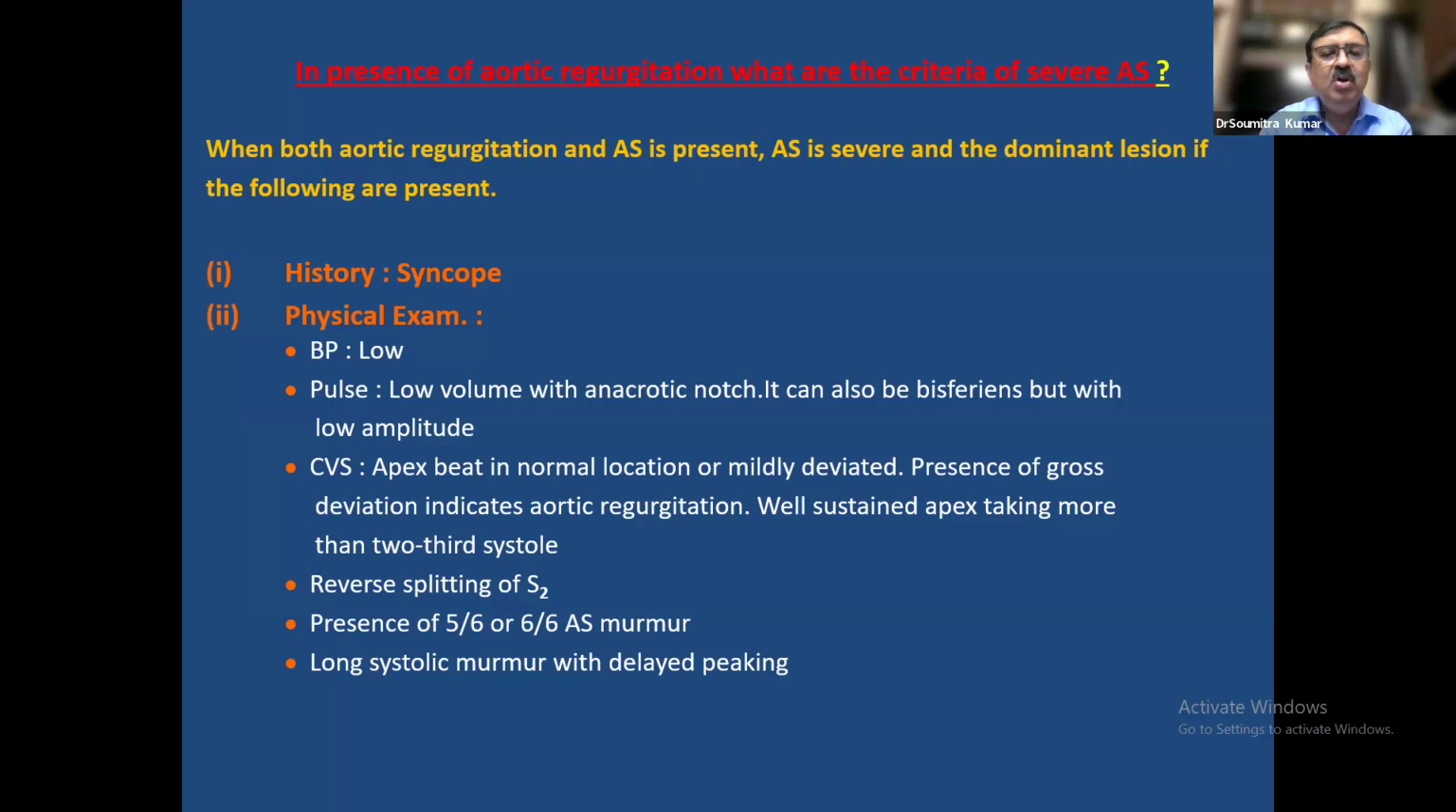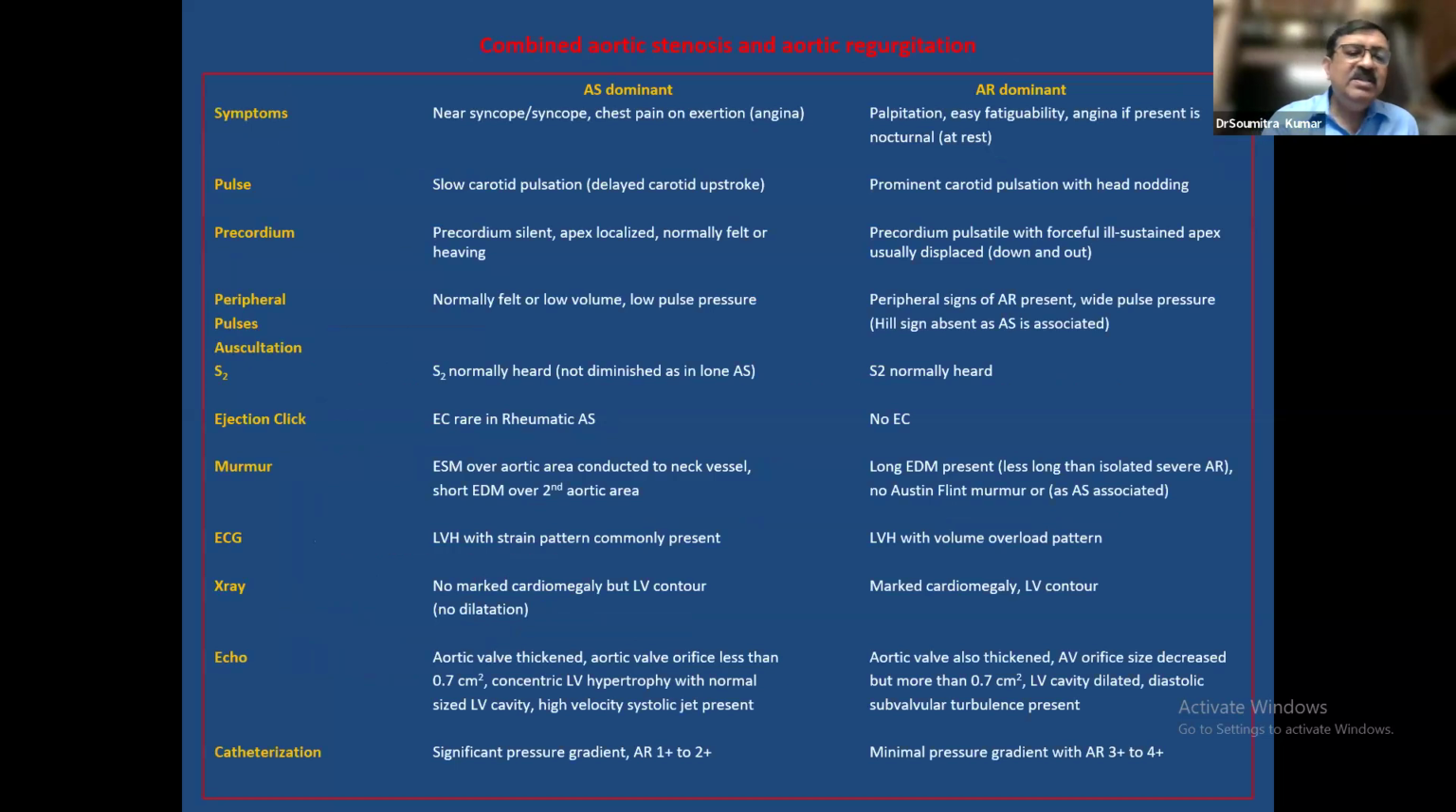Reverse splitting of S2, again, we discussed this, presence of 5/6 or 6/6. I will not give much weightage to this, but still chances are higher that there is organic aortic stenosis with AR with this. And long systolic murmur with delayed peaking, that of course is much more important. So again, I have discussed many of these. I am not discussing the ECG, X-ray, and echo part because that will need a lot of time. Echo I will discuss in greater detail because these days echocardiogram has become our second stethoscope. So I will discuss that in more detail.